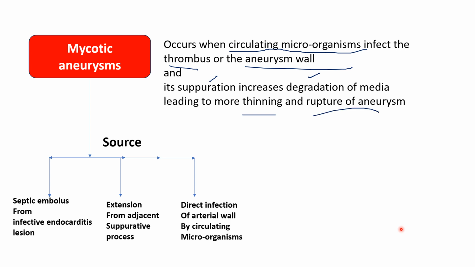So where do these infective organisms come from and how do they reach the aneurysm wall? The source could be from an infective endocarditis lesion. There can be a septic embolus which reaches the aneurysm wall. Or if there is any suppurative process nearby in the adjacent organs, there can be extension into the aneurysm wall. Or if the microorganism is present in the circulation, it can directly go and infect the aneurysm wall of the artery.